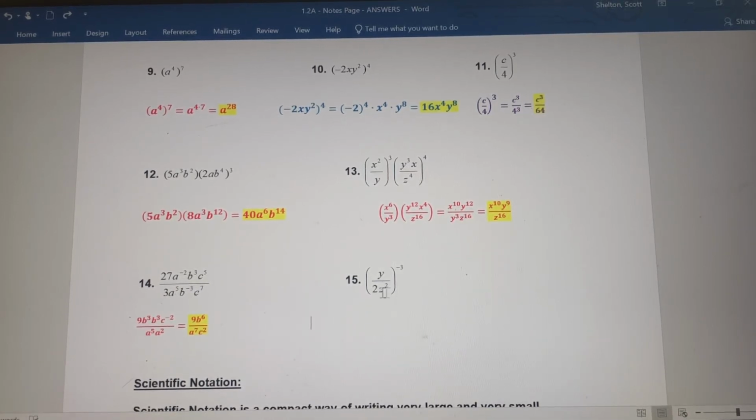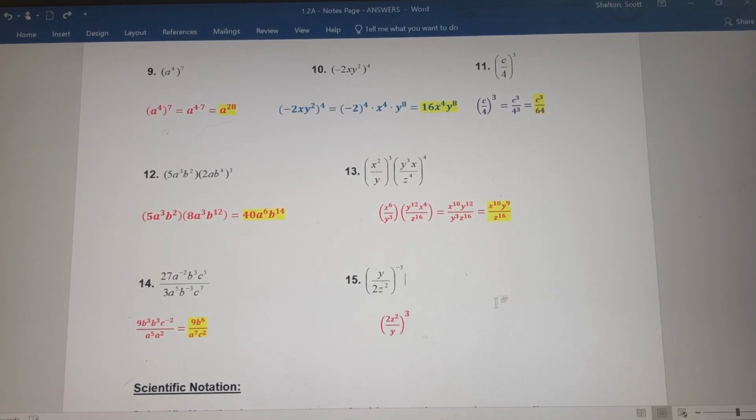15, last one. Again, different orders that you can do here. I'm going to go ahead and flip the expression in the parentheses here. So the 2z squared goes to the numerator, the y goes to the denominator. That changes the exponent from negative 3 to positive 3. Now I'm going to raise each of these 3 terms to that 3rd power. So it's 2 cubed, which is 8. I'm going to multiply these exponents. 2 times 3 gives me z to the 6th.